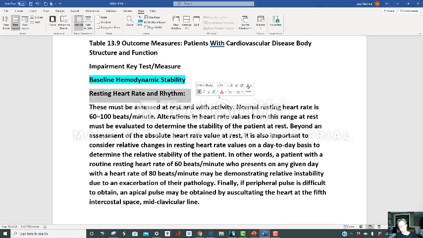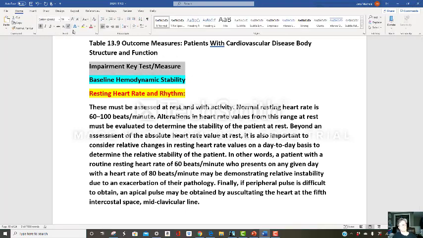at rest. Beyond an assessment of the absolute heart rate value at rest, it is also important to consider relative changes in resting heart rate values on a day-to-day basis to determine the relative stability of the patient. In other words, a patient with a routine resting heart rate of 60 beats per minute who presents on any given day with a heart rate of 80 beats per minute may be demonstrating relative instability due to an exacerbation of their pathology. Finally, if peripheral pulse is difficult to obtain, an apical pulse may be obtained by auscultating the heart at the fifth intercostal space, mid-clavicular line.